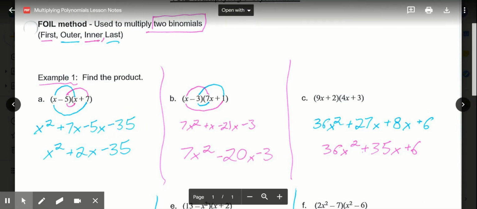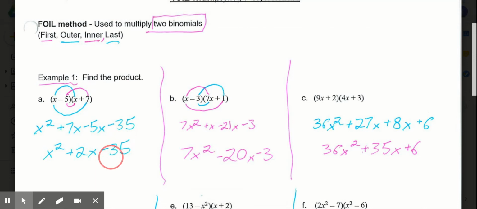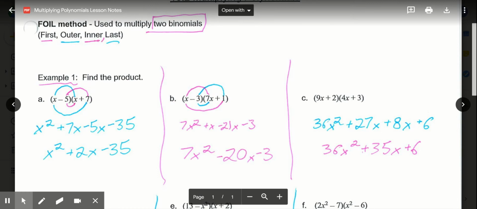So once we use the FOIL method, first, outer, inner, last, we end up with our larger polynomial expression here. Then to get our final answer, we simplify and combine like terms. So our x squared has nothing to combine with, so that's just x squared. Positive 7x minus 5x gives us plus 2x, and then the minus 35 gets brought down. So our final answer would be x squared plus 2x minus 35.